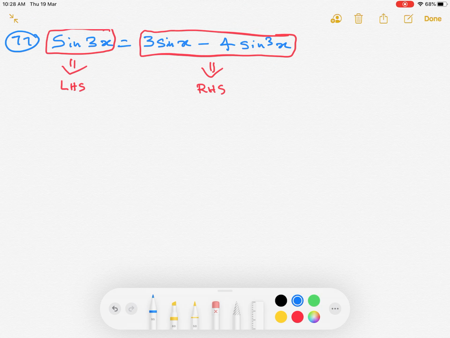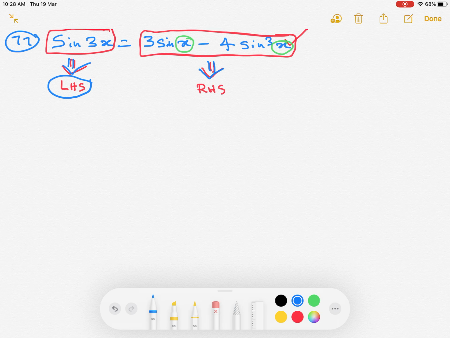You know, this is the left hand side, and this is the right hand side. Now tell me which side we take here. We are always taking the complicated type side. You may say the right hand side is complicated, but we discussed already the problem number 58. There also, see, sine x, here sine cubed x, 1 times sine x.